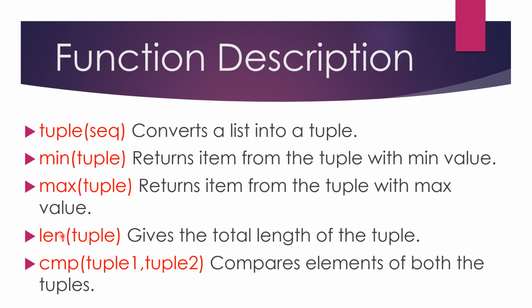Next is len(tuple). Len means length. It gives the total length of the tuple. This function is used to give the total length of the tuple, that is, the size of the tuple. Then cmp(tuple1, tuple2). cmp means comparing. This function compares the elements of both tuples. That means if you use this function you can compare two tuples.